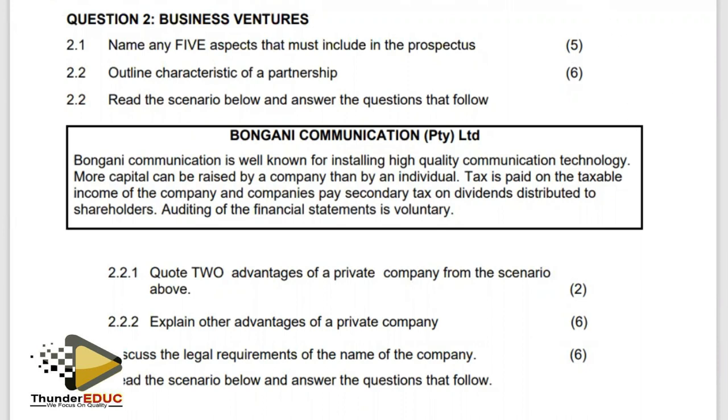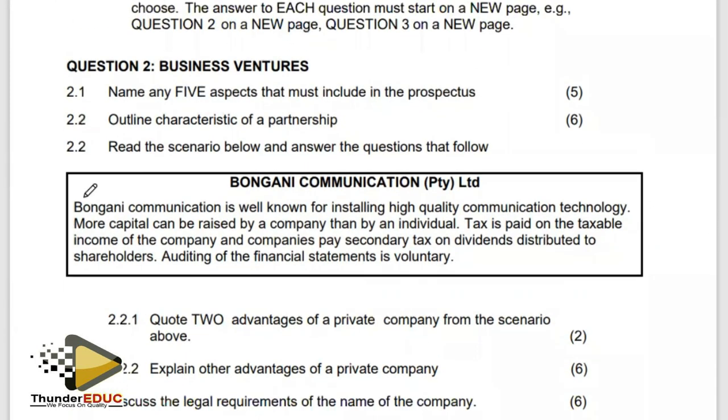Okay, my reason here is to take you through these different questions so that you get used to them, and when you find them again at any other time, you are able to recognize and answer them. Okay, look at question two. It comes from business ventures, specifically looking at forms of business ownership. It wants us to name any five aspects that must be included in the prospectus.